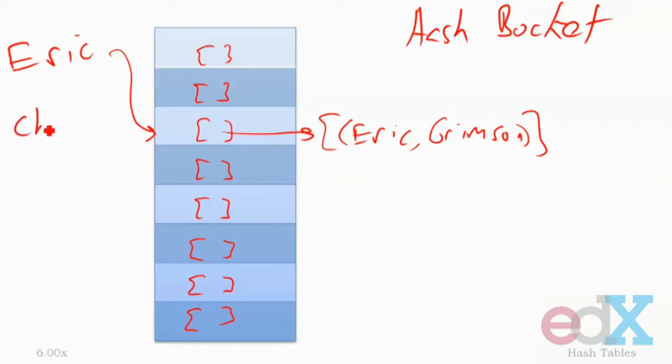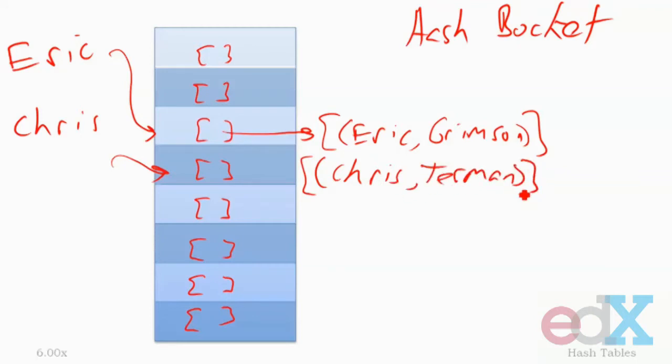I'll then get Chris, and he'll do the same thing as we come to here. And now I'll get a list with the singleton tuple in it. I'll skip Serena because you can imagine what happens with Serena here. But now let's look at Jill. So Jill will again hash to the same bucket as Chris. What I do is I append to this list another element, and that element is the tuple Jill Smith.